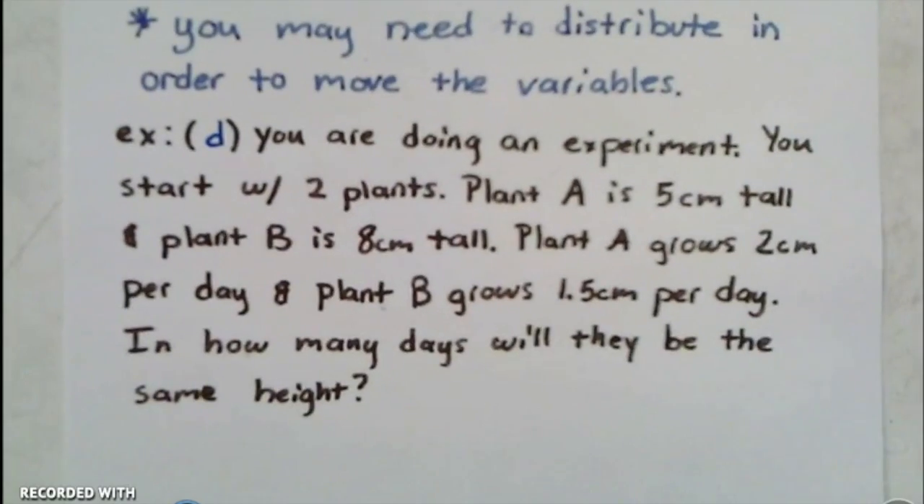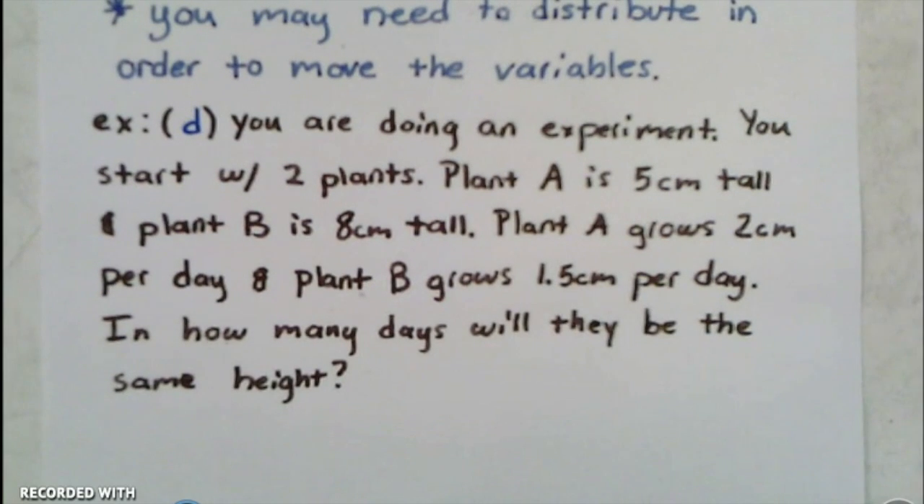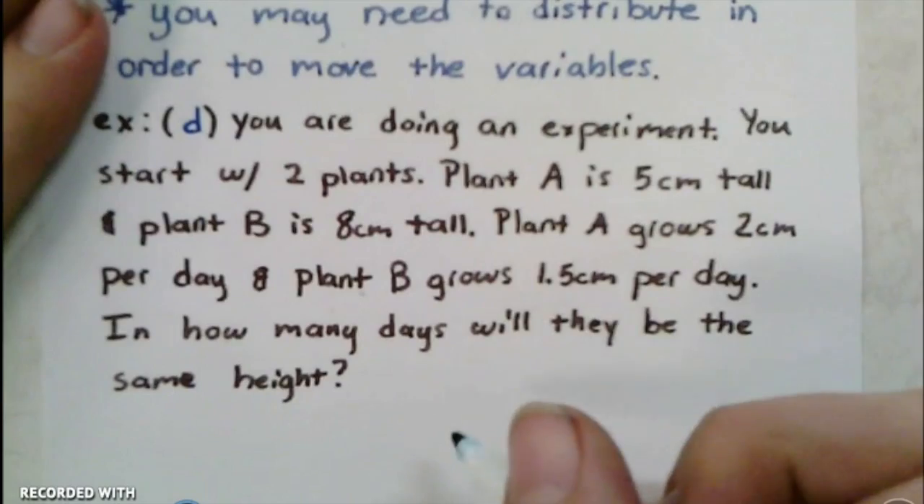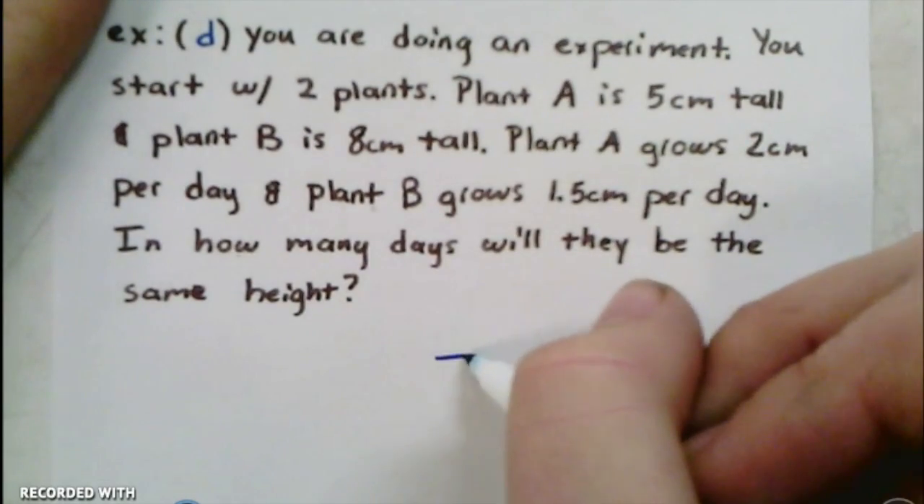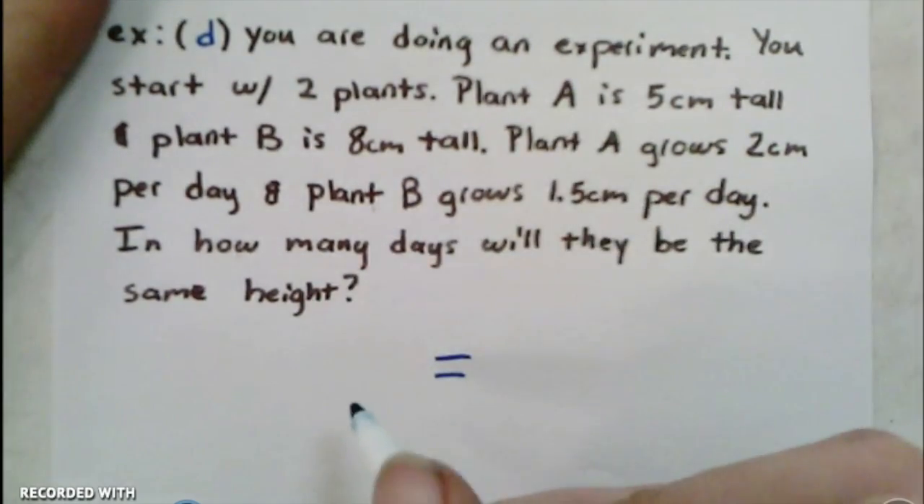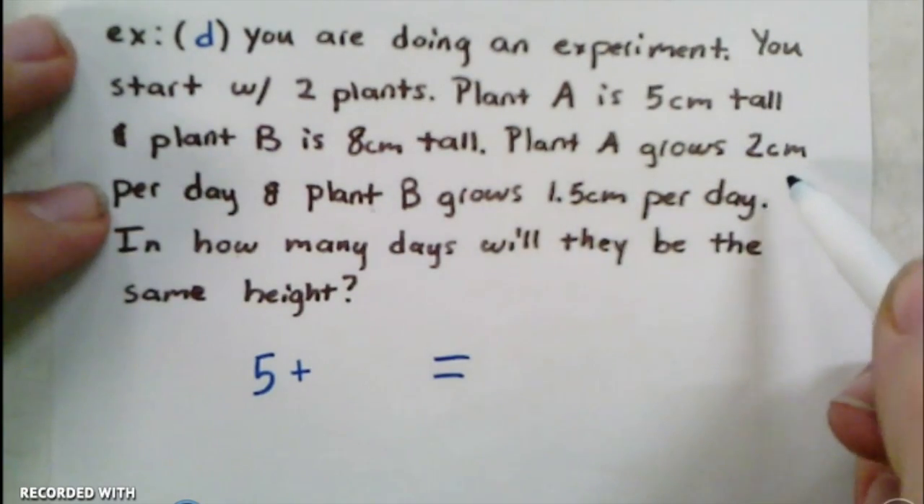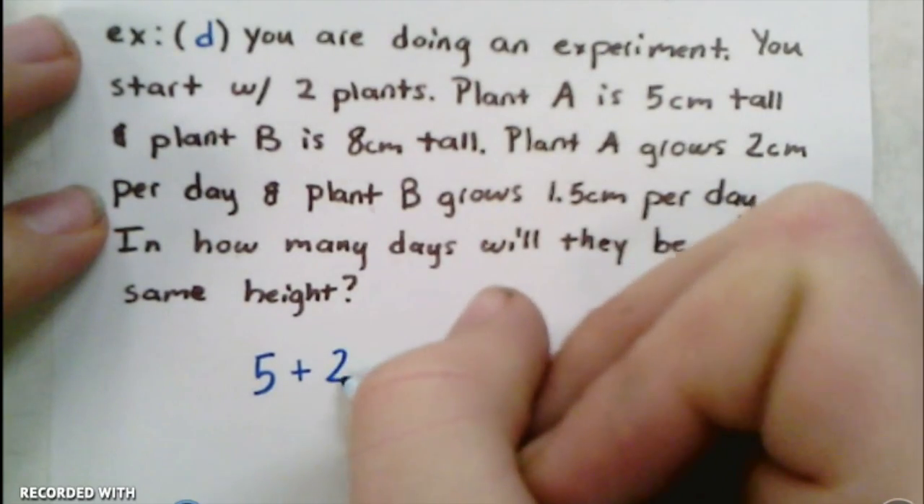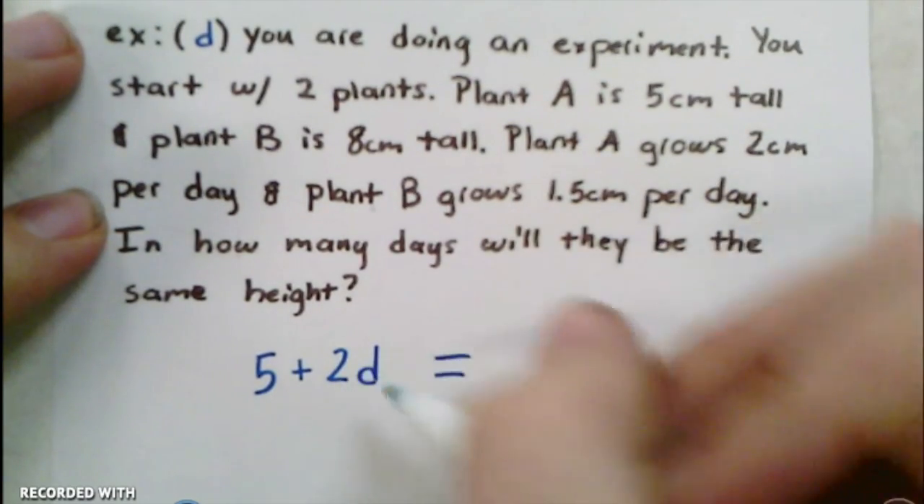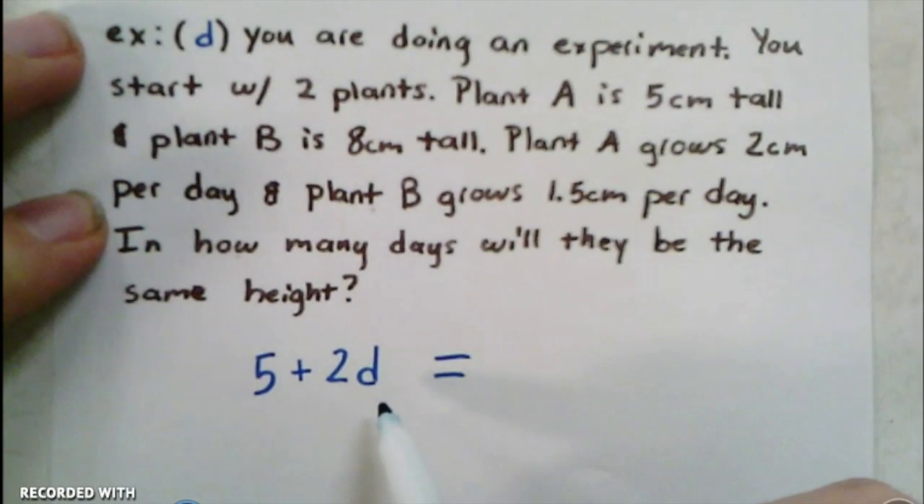You are doing an experiment. You start with 2 plants. Plant A is 5 centimeters tall and plant B is 8 centimeters tall. Plant A grows 2 centimeters per day and plant B grows 1.5 centimeters per day. In how many days will they be the same height? So I'm going to use an equation because I have 2 things that I want to equal each other. On this side, I've got plant A. So right now it's 5 centimeters. And it's growing 2 centimeters per day. So I'm going to add that to 2 centimeters per day. We don't know how many days there are, so we're just going to do 2D.